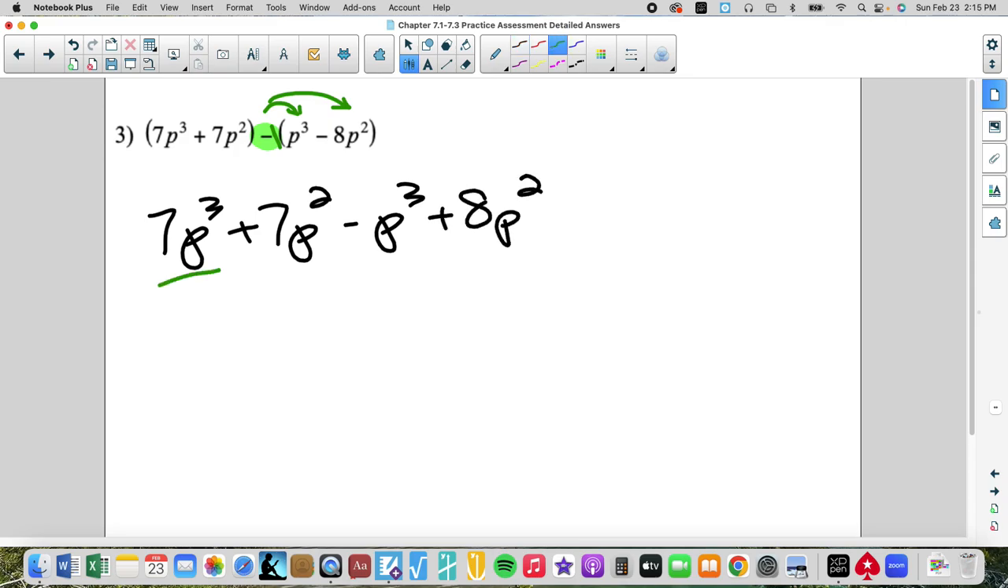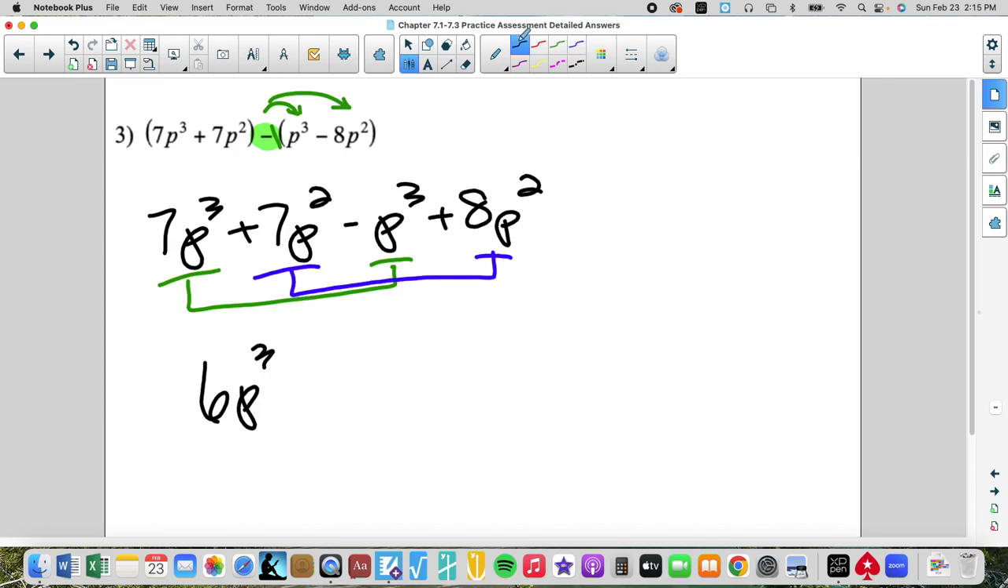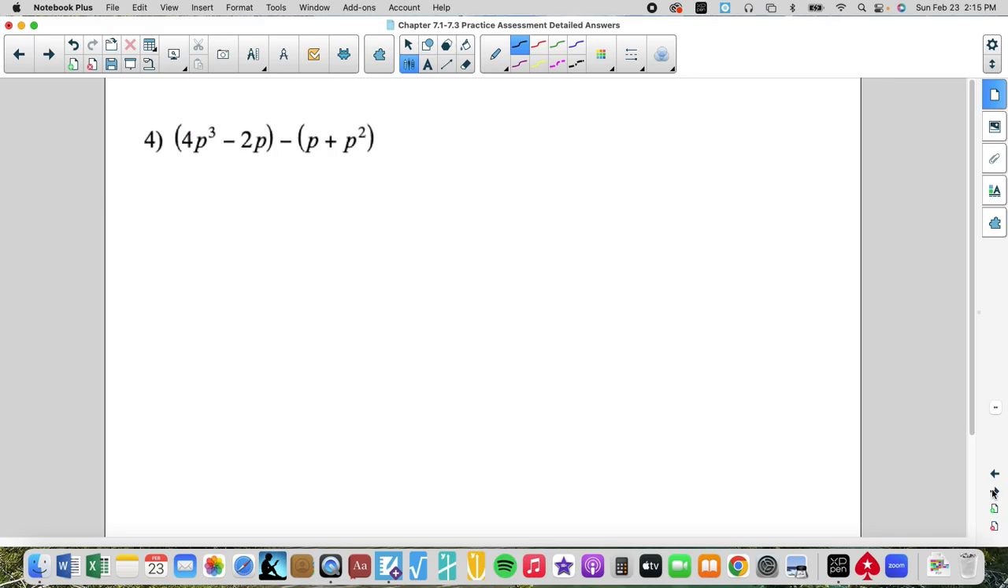We again look for like terms. 7p cubed minus p cubed is 6p cubed. 7p squared plus 8p squared is 15p squared, and those are in descending order, so I know it's in standard form. Again, let's distribute out that negative.